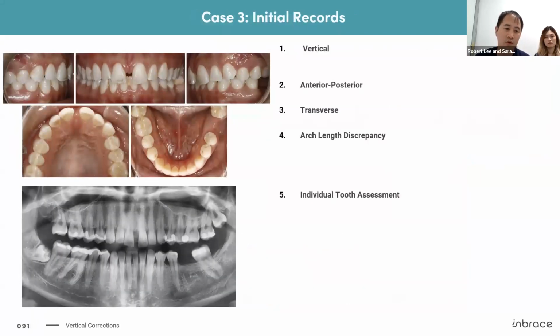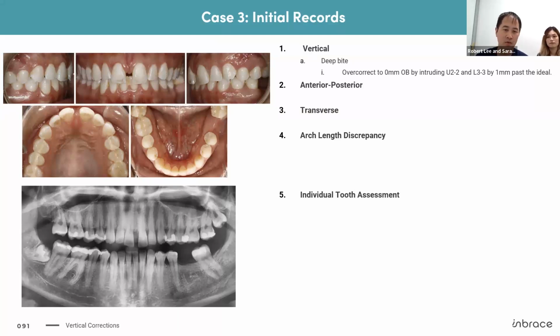So when we look at the vertical in this case, she's a deep bite. She starts with about a 4 millimeter deep bite. And then the spacing, if you remember, she has about 4 millimeters of spacing on the upper. That's going to translate to about 1 to 2 millimeters of bite deepening. So we're looking at essentially a projected 5 to 6 millimeter deep bite.